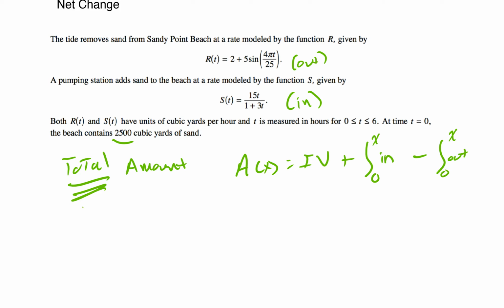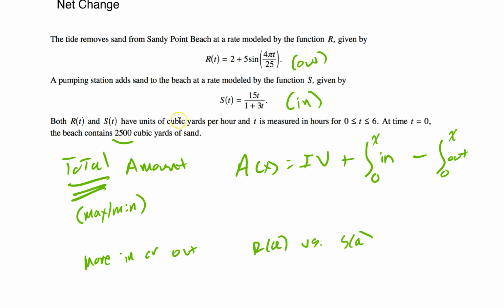And you need to do this if you need to find the max or min. If you need to find the max and min, you have to write the total amount first, and then you can take the derivative, which is basically just in minus out, set equal to 0, and do the rest. So just keep that in mind. If I'm trying to compare those two, is there more incoming or more outgoing? All you do is compare R of the value versus S of the value. Which one has more? Whichever one has more, that's what's happening.